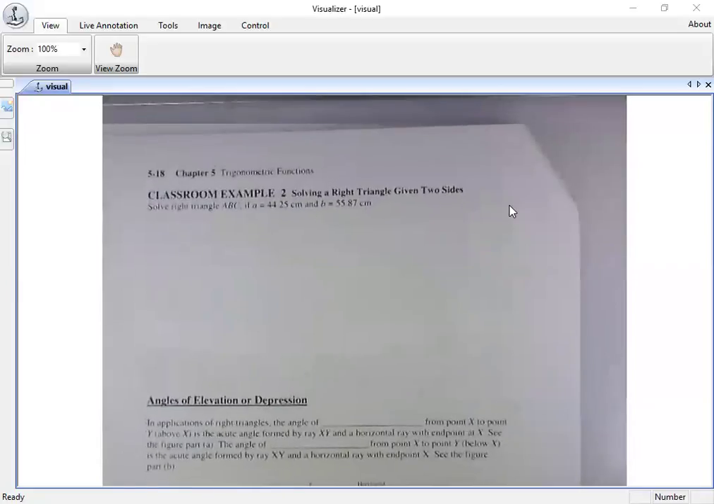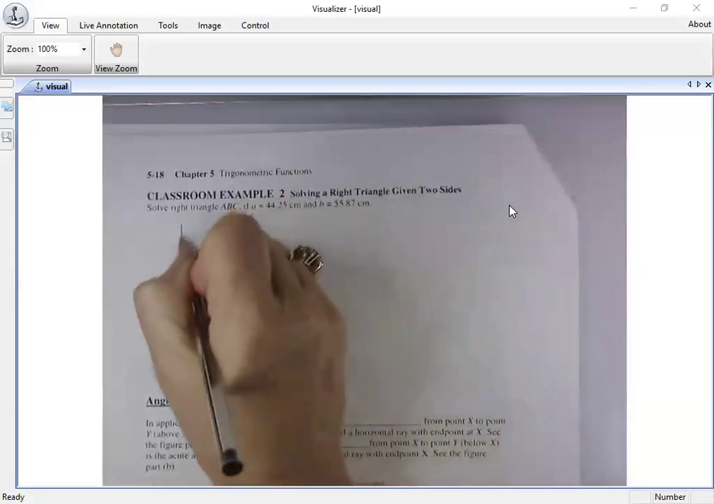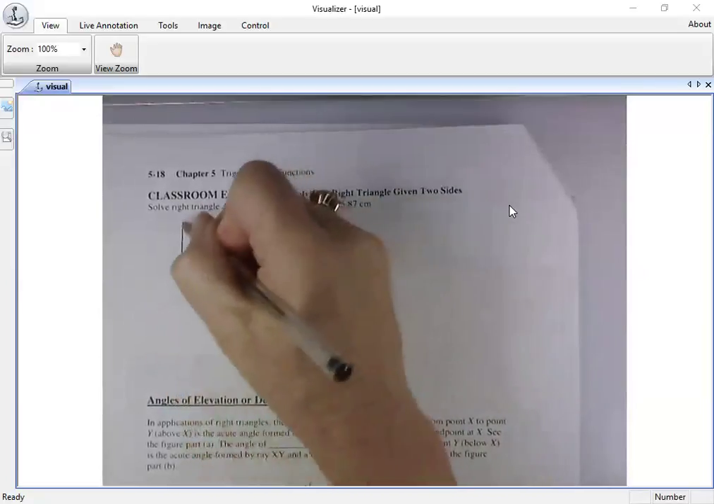So here's another one. But this time, instead of giving us one angle and a side, they're just giving us two sides. So can you figure out how we want to set this thing up? What would you do first? Draw. Let's draw this thing. So I'm going to draw a right triangle.